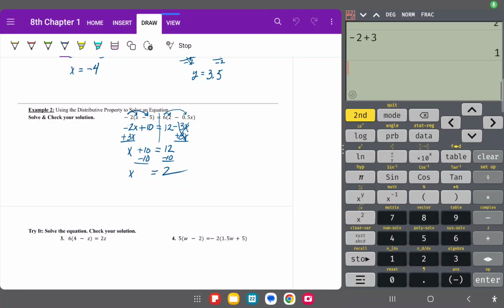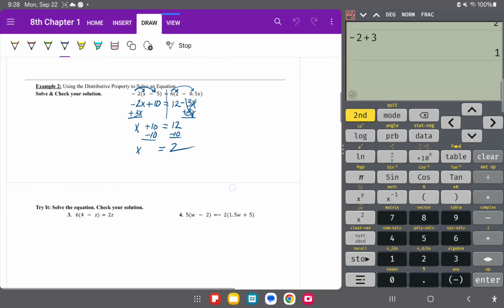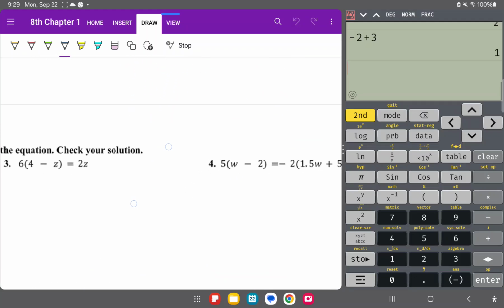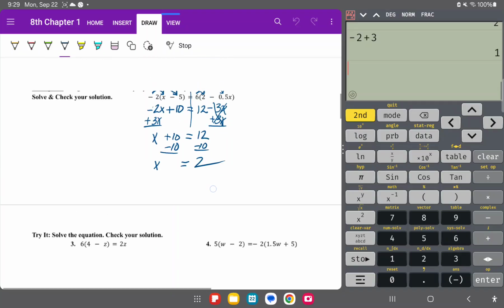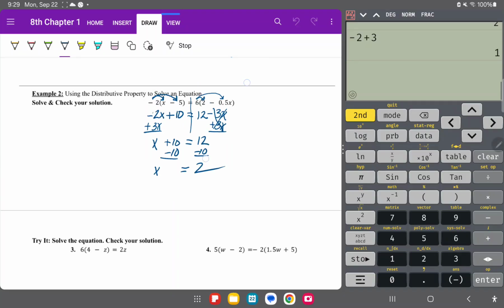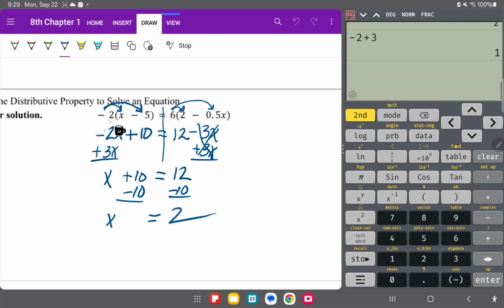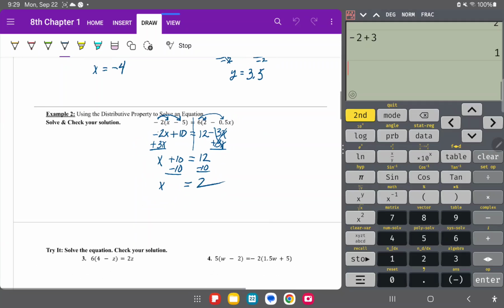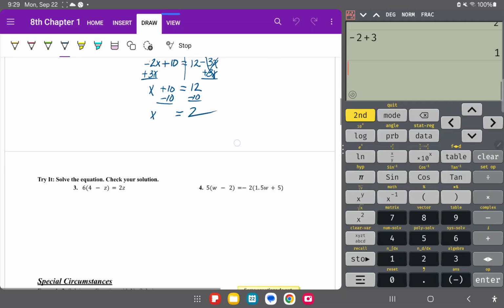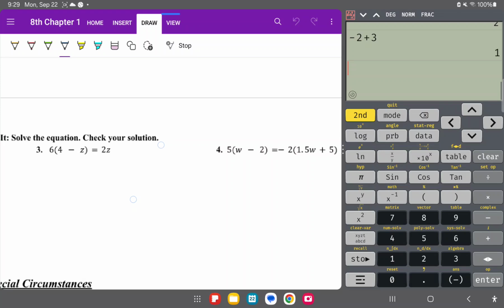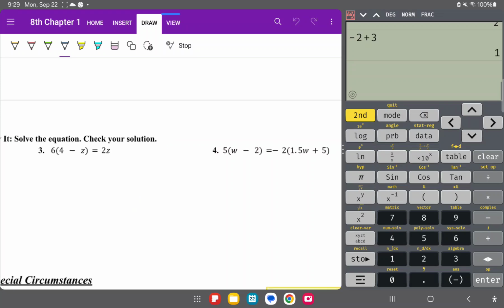Okay, I want to pick up where we left off with our 1.5 notes. All right, and we're going to pick up right here. So I want to go back over, right here, we had to do the distributive property. Distribute -2 times x and -2 times -5. And then 6 times 2 and 6 times negative 0.5x. Okay? And so that's what I want you to do as you look at number 3 and number 4. So why don't you try those real quick and we'll see how you do.